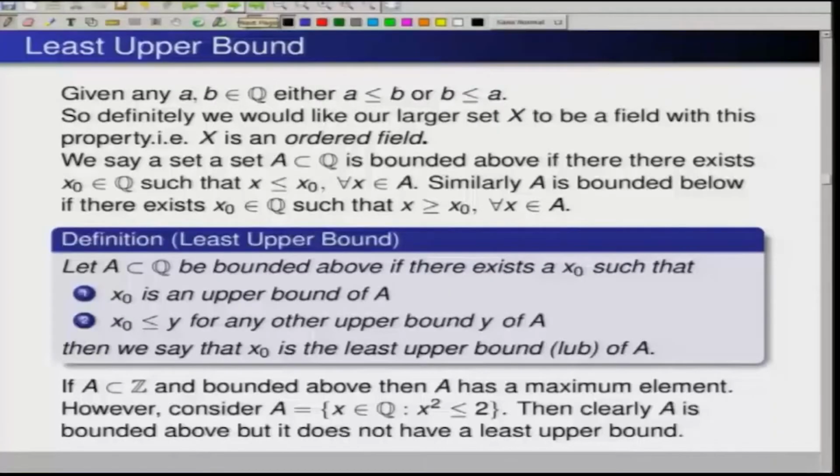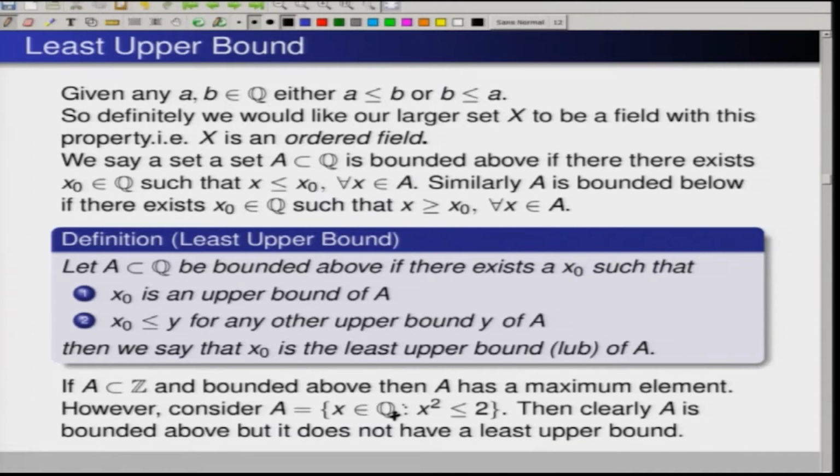However, if we consider, let us say, the set of all positive rationals such that x square is less than or equal to 2, then definitely this set is bounded above. For example, 2 is a rational, and if x square is less than 2, then obviously x has to be less than 2. So, 2 is an upper bound, and you can think of various other upper bounds.